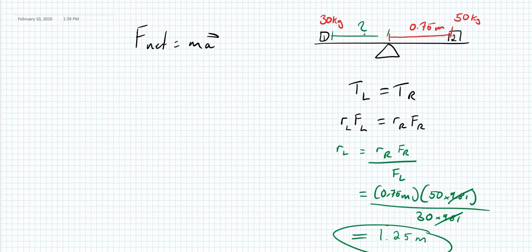So if I want to balance these two objects, then the one on the left needs to be 1.25 meters from the fulcrum, whereas the 50 kilogram object on the right is only 0.75 meters. Again, we haven't talked about angular acceleration yet, but you can still do these types of questions, and I hope you understand them. Basically, torque on the left has to equal torque on the right in order for the object to not spin, not move, and basically be balanced.